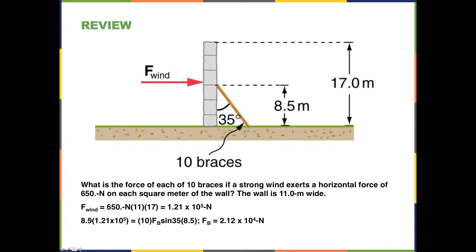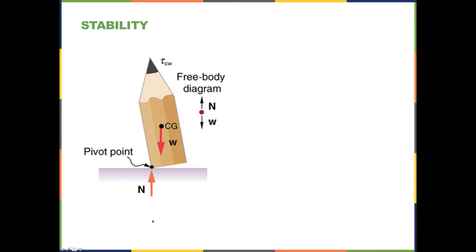Okay, so you have the torque caused by the wind, and that's the force of the wind, and here's the pivot point for the distance. Some of it's up here, some of it's down here, but the average is this distance, so it's going to be times 8.5 meters. That has to equal 10 times the distance of the brace, which is here, times the sine, because it's only the x component of that force, the sine of 35 degrees.